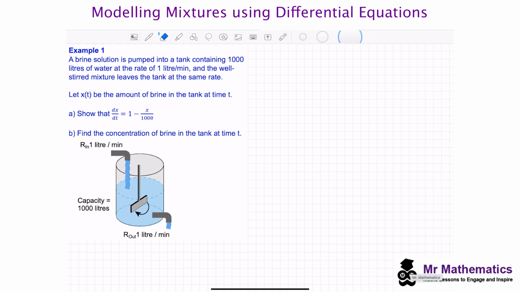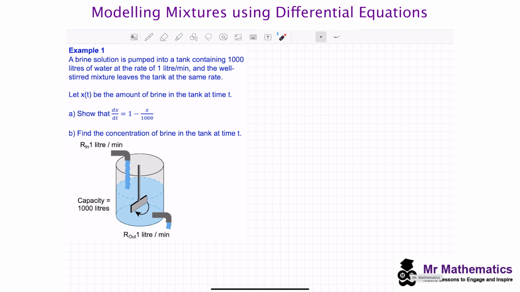In this video, we'll be looking at using first-order differential equations to describe the rates of change of mixtures. As an example, we have a brine solution that is pumped into a tank containing 1000 litres of water at a rate of 1 litre per minute, and the well-stirred mixture leaves the tank at the same rate. We've been told to let x as a function of t be the amount of brine in the tank at time t. For part A, we've been asked to show this differential equation where dx by dt is equal to 1 minus x over 1000.